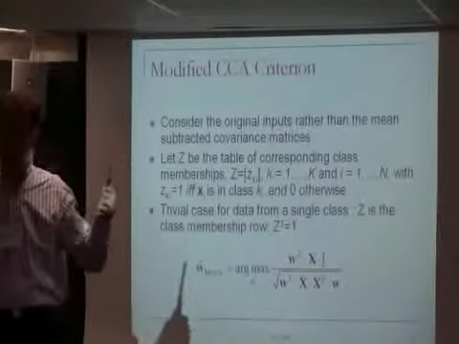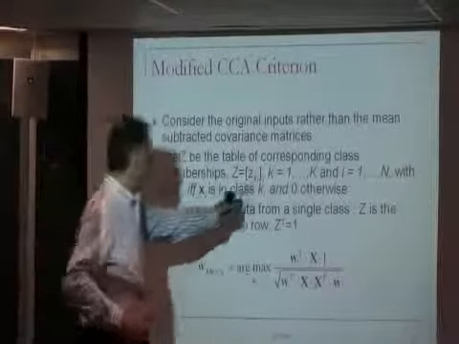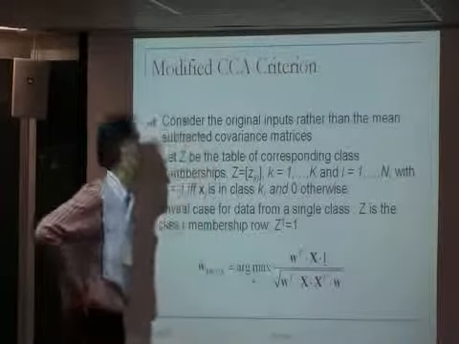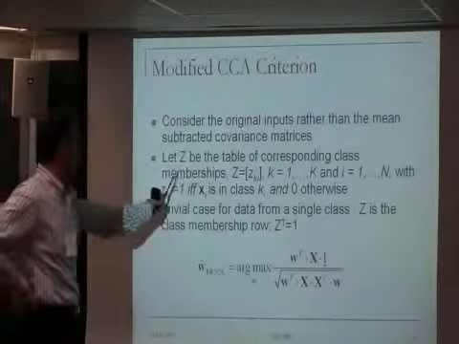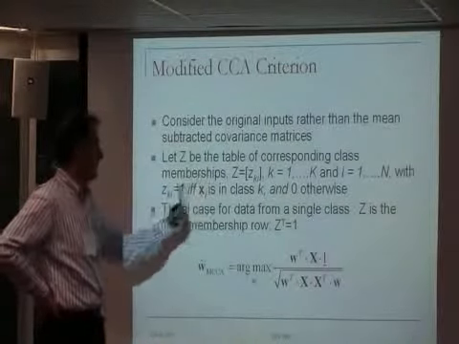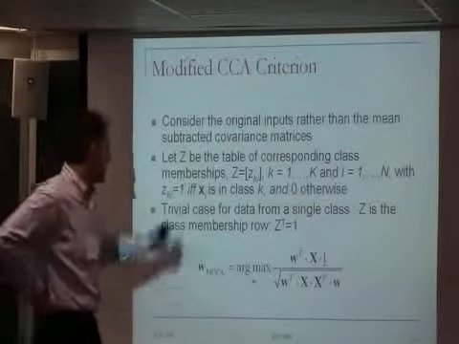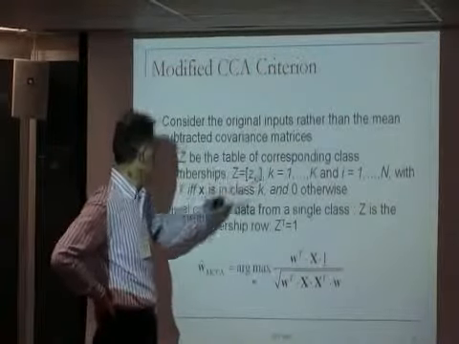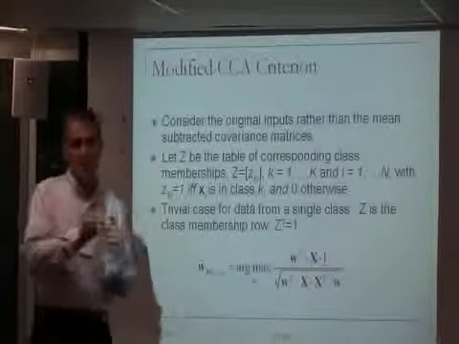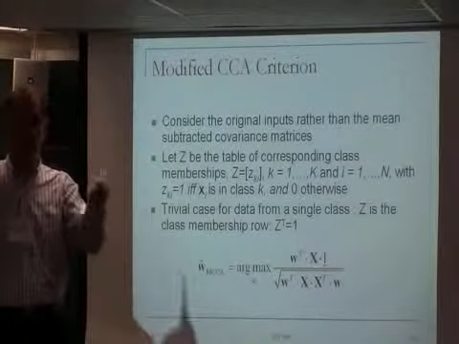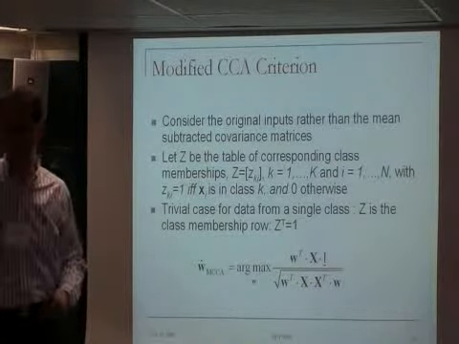So let's say we have data from multiple classes again, 1 to K. Okay, and what is the class membership? What's the class membership table? That is, for input i, input xi, you know, xi can represent data from class K.